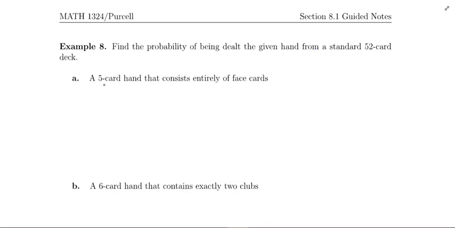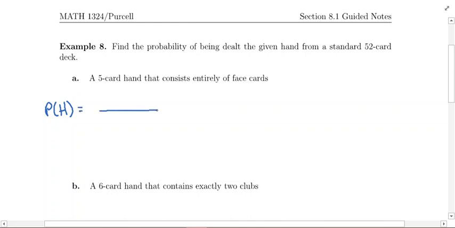For part A, we're going to look at a 5-card hand, and that 5-card hand has to consist entirely of face cards. To come up with the probability, I'll put H, for hand, the probability of this hand occurring, how do we compute it? Well, remember, you're going to have a fraction. What goes in the top? What goes in the bottom?